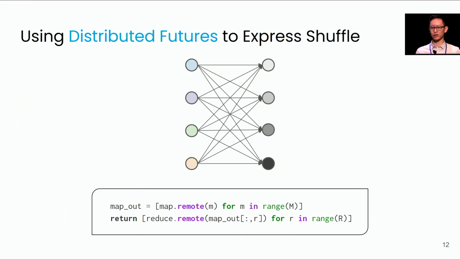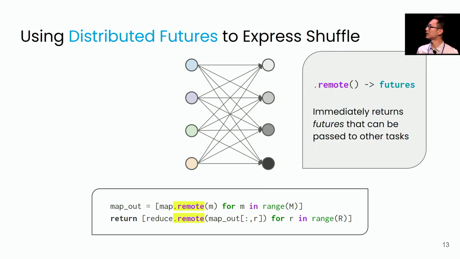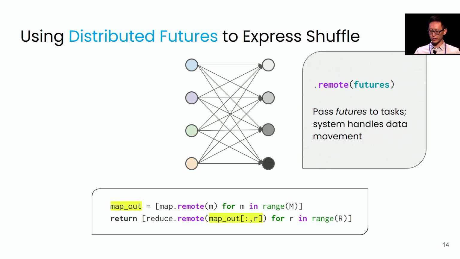A distributed future is essentially a reference that points to some value in a distributed cluster. It can be on a remote node, and it can be a future value. These two lines of code are actually enough to express this all-to-all data communication pattern. The dot remote annotation will turn functions into remote tasks, and they will immediately return and give you a list of references that can be passed to other tasks. For example, from each of the map outputs, we pass one reference to the reduce task. This essentially creates that shuffle pattern.